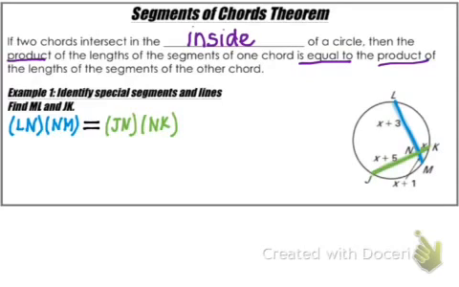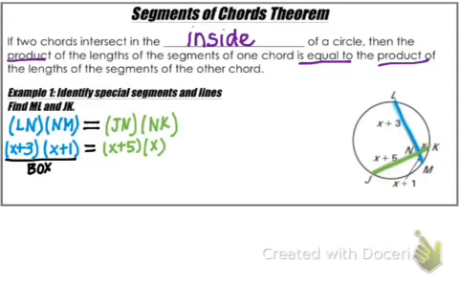Let's fill in what each of these segments are according to the picture. LN is x plus 3 times NM, which is x plus 1, is equal to JN, which is x plus 5, times NK, which is x. Okay, so now moving forward, we're going to have to do some distributing, and in order to distribute x plus 3 times x plus 1, we're going to use the box method.